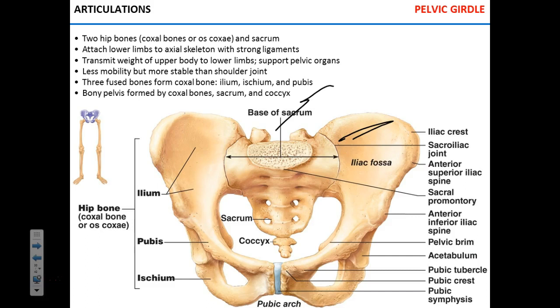Each coxal bone consists of 3 fused parts: ilium, the superior part; ischium, the posterior portion; and pubis, which is an anterior part of the hip bone. Does that make sense?